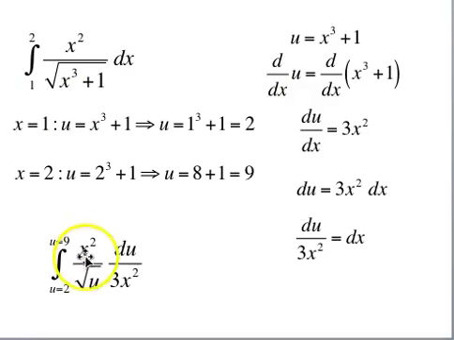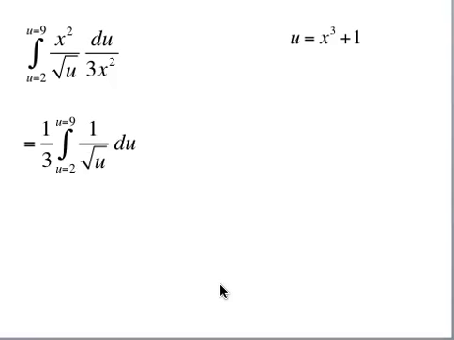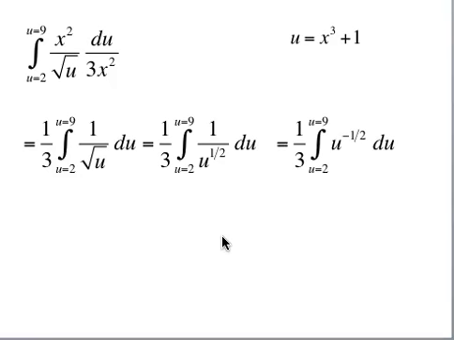And you'll notice the x squareds cancel nicely, and we have an integral just in terms of u, which is what we're looking for when we do u substitution. So pull the 1/3 out in front after the x squareds cancel. We get 1/3 integral from 2 to 9 of 1 over root u du, which is 1 over u to the 1/2, or u to the negative 1/2.